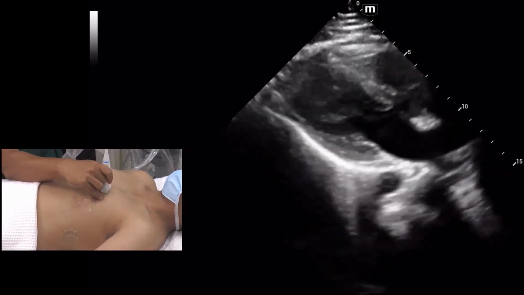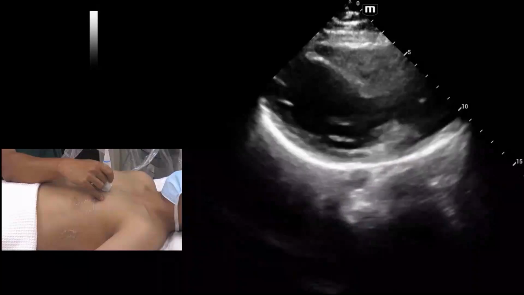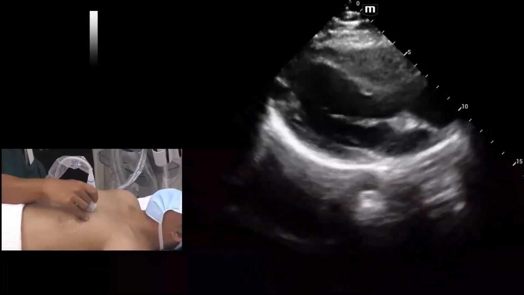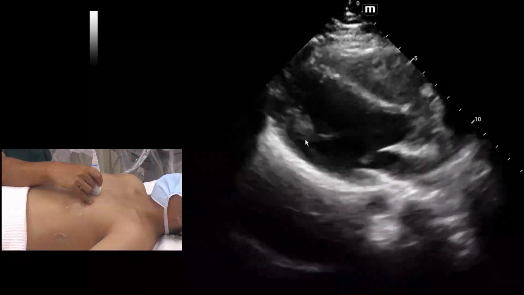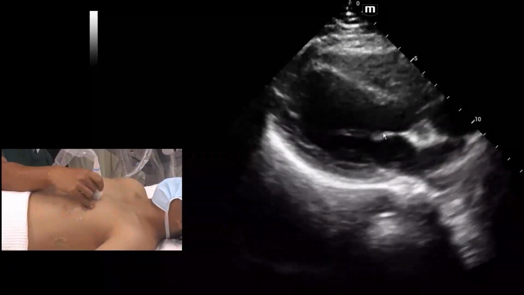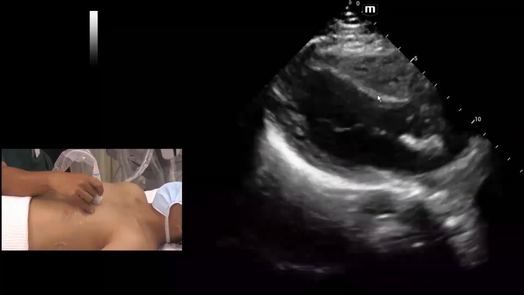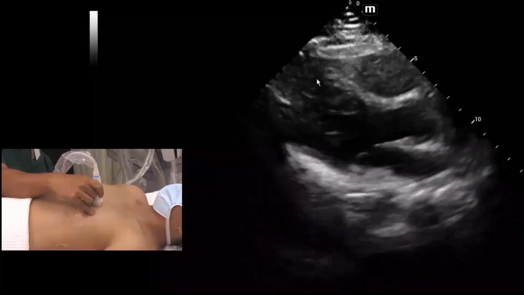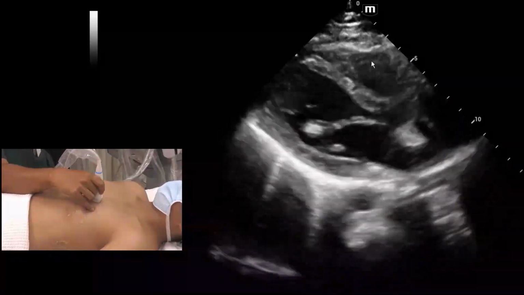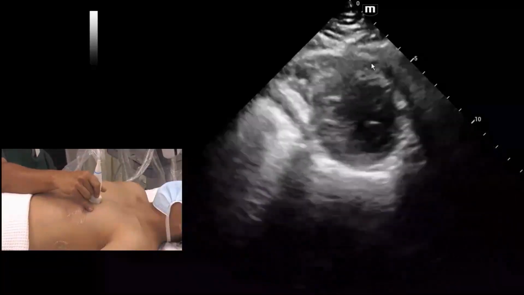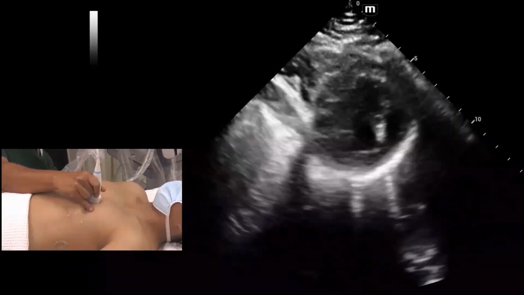Next, we look at the left parasternal view with the marker to the right. You should be able to see this picture. This is the LA, this is the LV, this is the LVOT, and this is the intraventricular septum. This is the aorta. Then you rotate clockwise and you get a view like this.